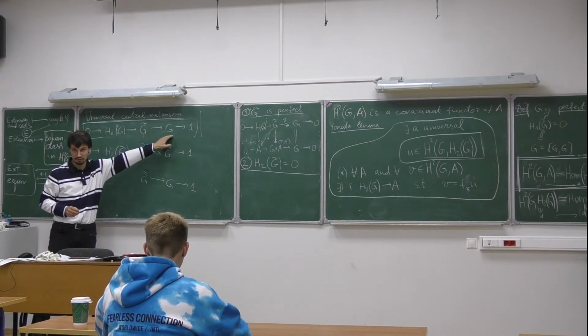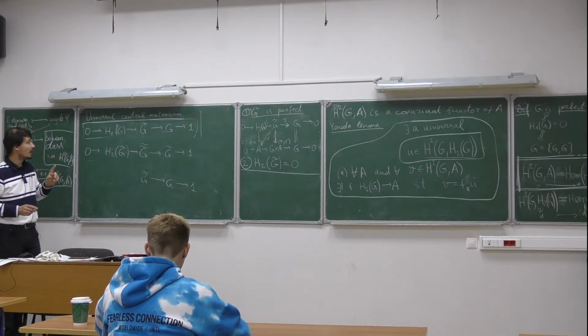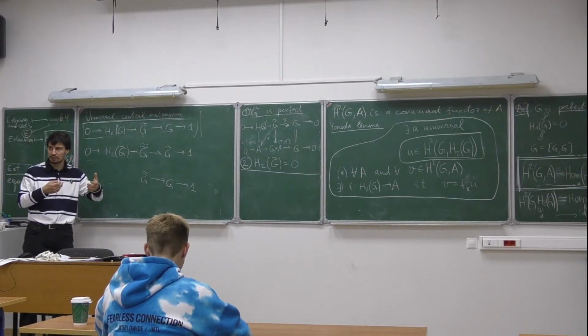G tilde is an extension of G. G second tilde is an extension of G tilde. Look, in the case we consider arbitrary abelian extensions, such a composition of two abelian extensions can be not an abelian extension. Maybe the kernel is not abelian.